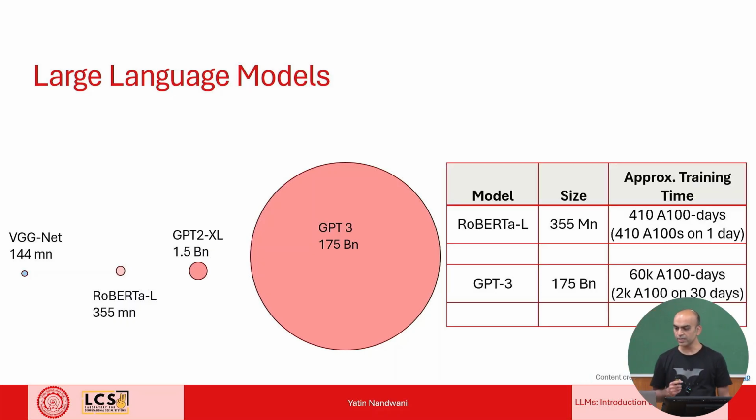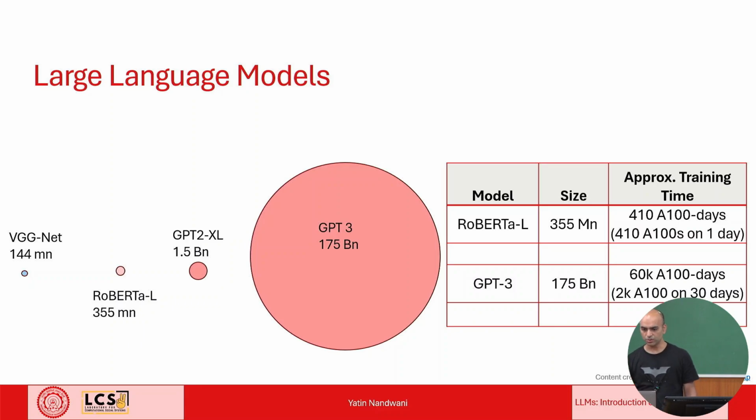Here I'm showing the approximate time and the resources that it takes to pre-train these networks. For example, RoBERTa would take 410 A100 days. If you were to train RoBERTa on just a single A100, it will take 410 days. Alternatively, you can use 410 GPUs and train it in a single day. And GPT-3 would take 60,000 A100 days. So with 2,000 A100s, it would take roughly a month.